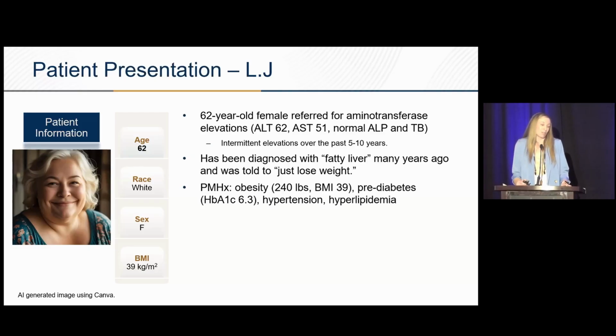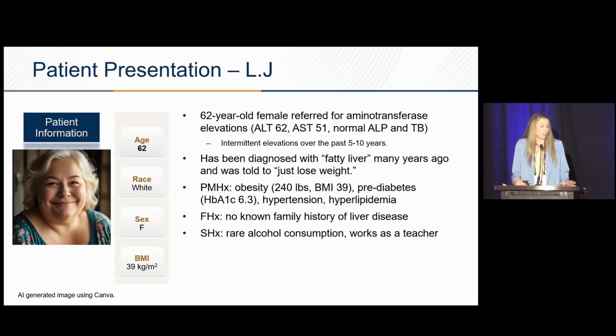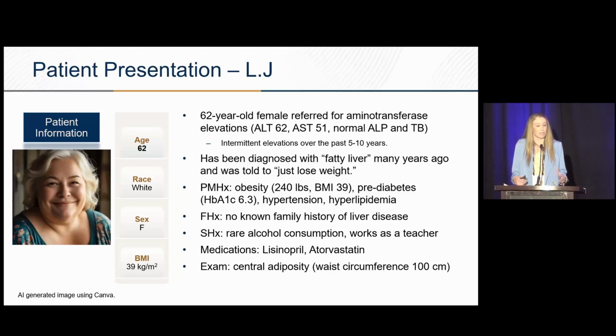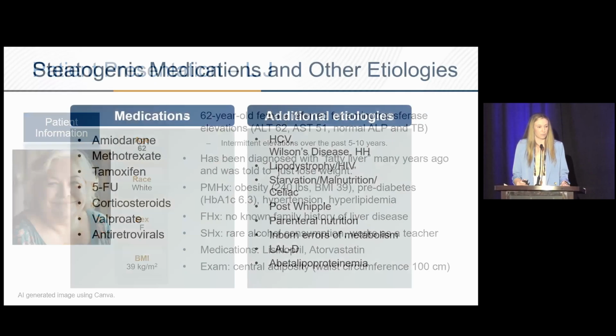She has a past medical history of obesity with a BMI of 39, prediabetes, hypertension, hyperlipidemia, no known family history of liver disease, rare alcohol use. She works as a teacher. She's on lisinopril for her blood pressure and atorvastatin for her cholesterol. On exam, she does have central adiposity.